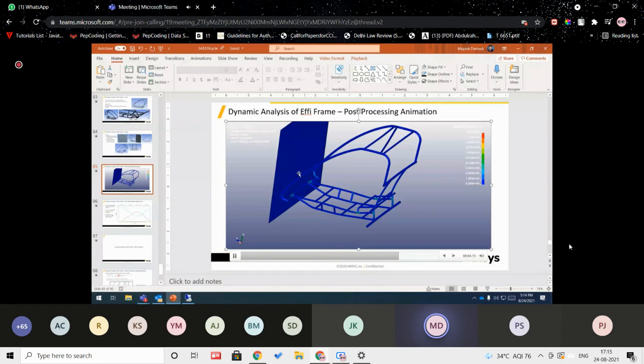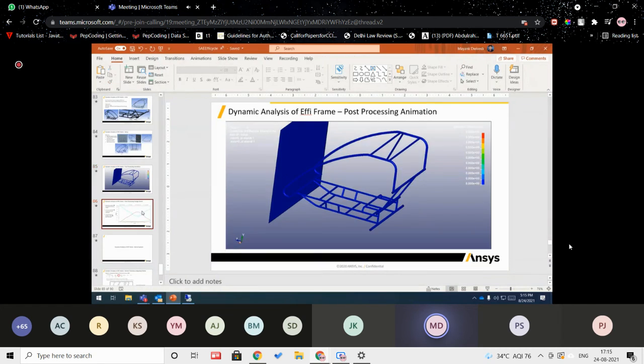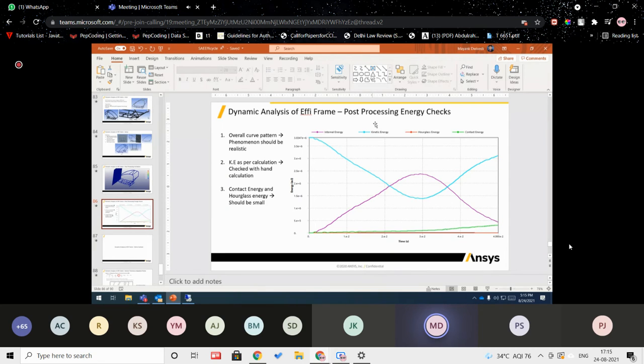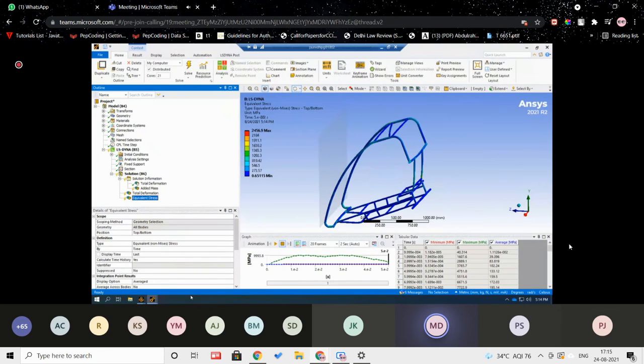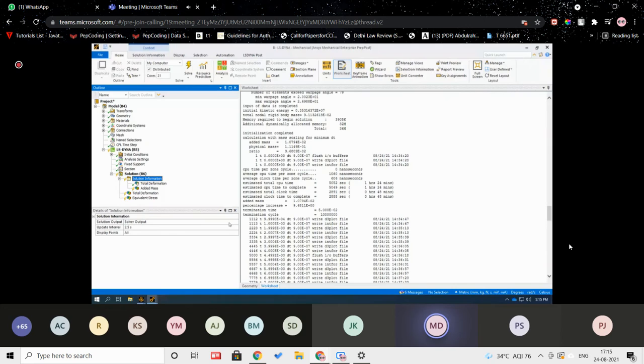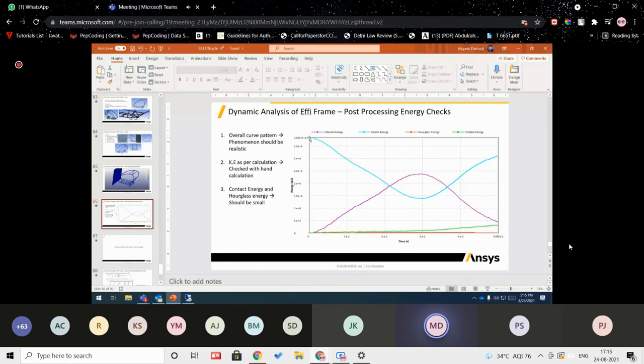And then let's suppose after animation checking, you are pretty much okay with the animation, then you have to do energy checks. As I have explained, from this solution information window itself you can access your energy summary. In the energy summary, you can understand whether the phenomena are realistic. Here you will have your kinetic energy. Here you will have your internal energy. Let's suppose at this point your simulation has started and it has some kinetic energy x. After collision, your kinetic energy will keep on decreasing and your internal energy will keep on increasing.